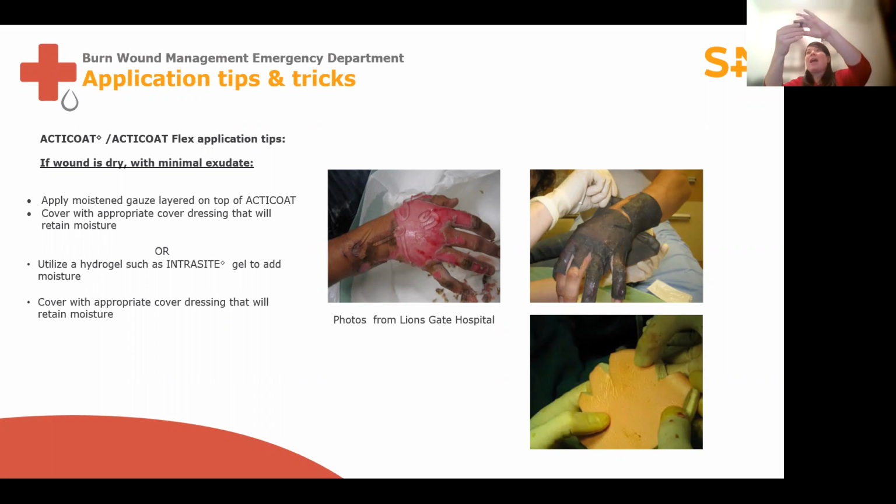And speaking of that hydrophobic, you do have to massage it into the Acticoat or make a mud pie. Make a mud pie. Or exactly. Before applying it to the burn wound. And then of course, always making sure that if you have minimal exudate, to cover with that appropriate cover dressing.